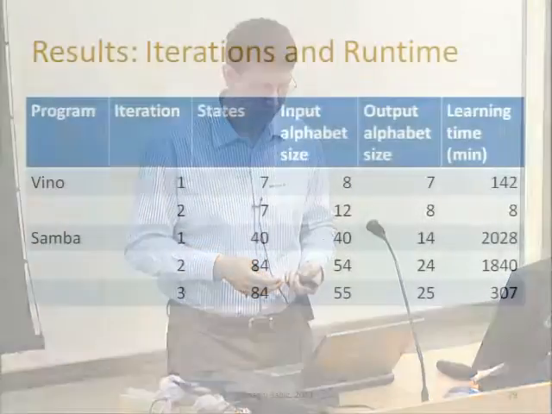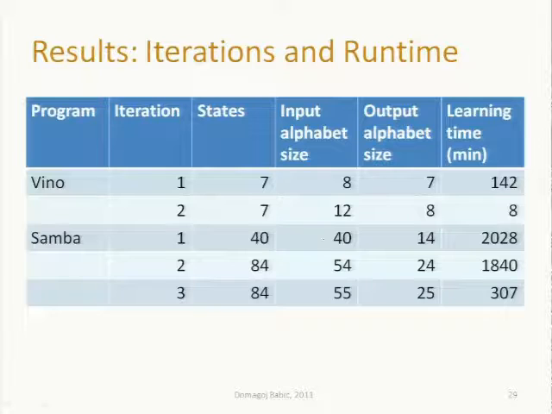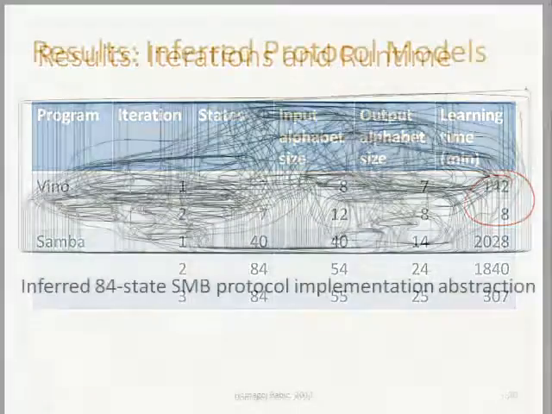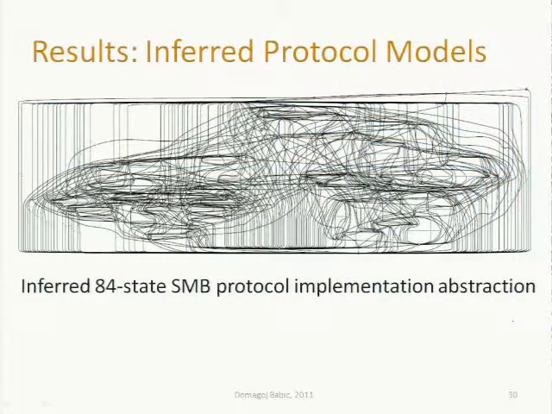Also, for the coverage measurement experiments, we made sure that the baseline, which was a state-of-the-art Dart engine, gets exactly the same amount of time as the MACE approach, and that also includes the time MACE required for learning the protocol. So for Vino, we inferred the protocol in 2 iterations after about 150 minutes. And for Samba, we inferred it in about 3 iterations, and it took a little bit over 4,000 minutes. So this is the SMB protocol state machine that we inferred.